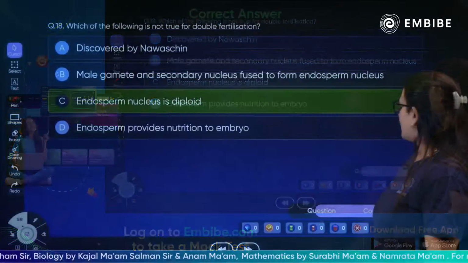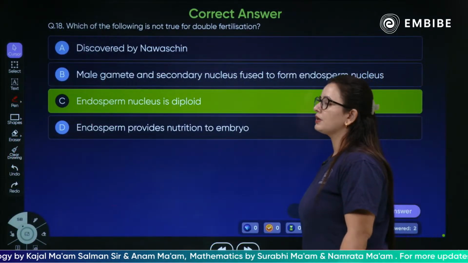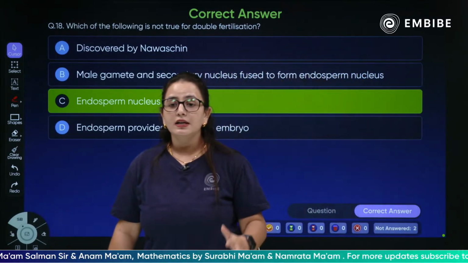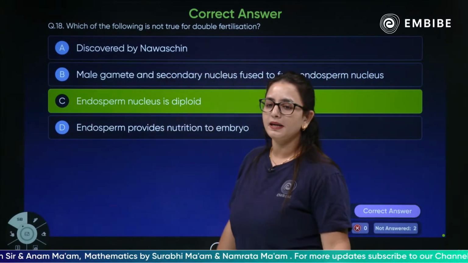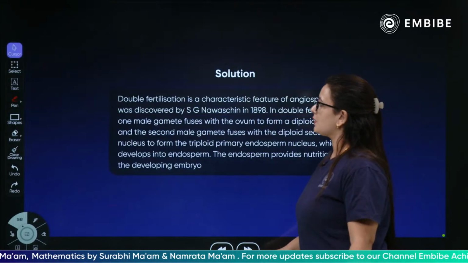Yes, the incorrect answer is that the endosperm nucleus is diploid. It is absolutely wrong. It is completely triploid. Next question, children.